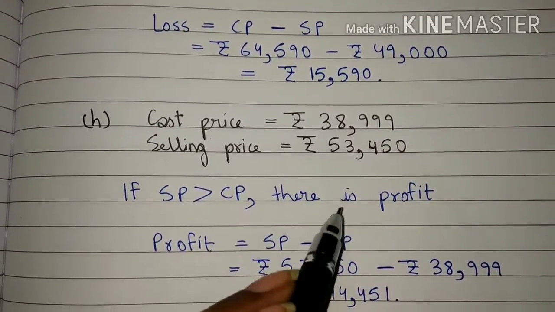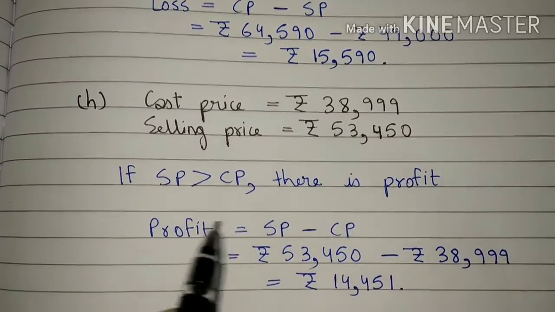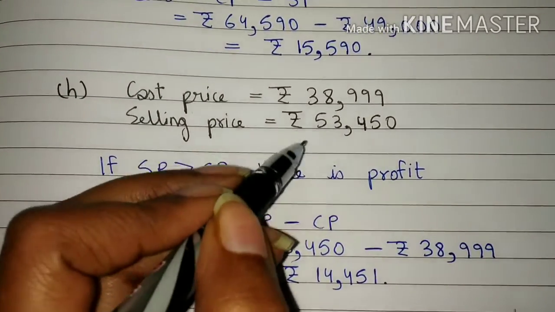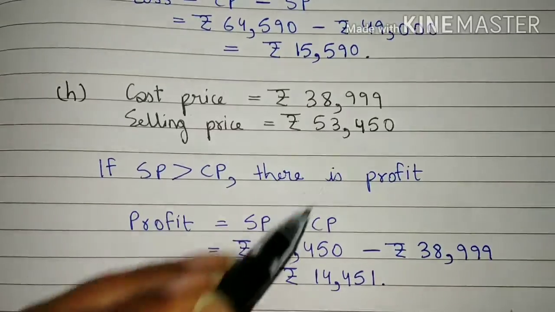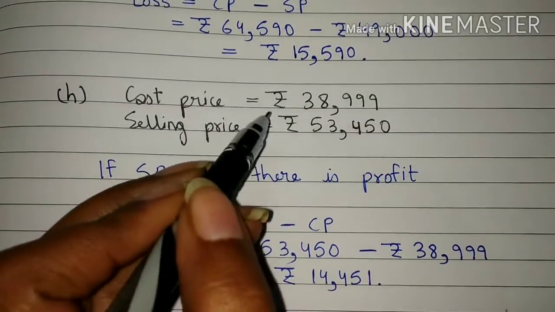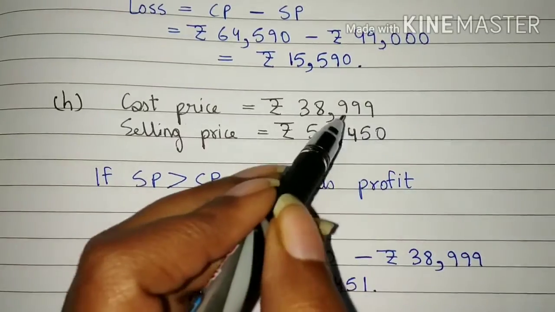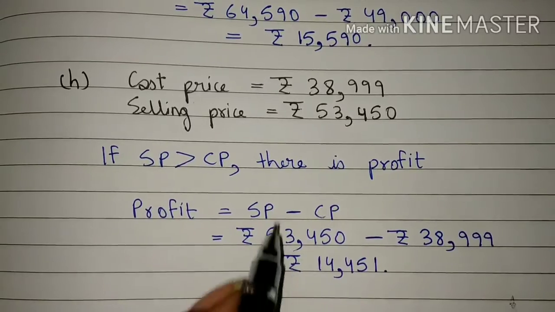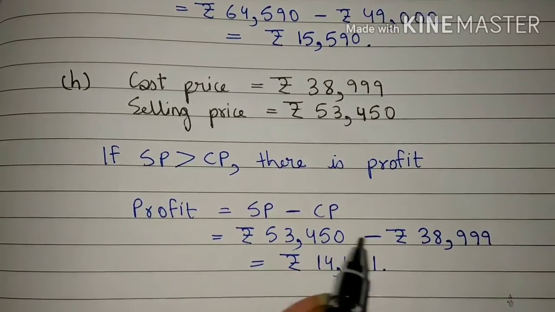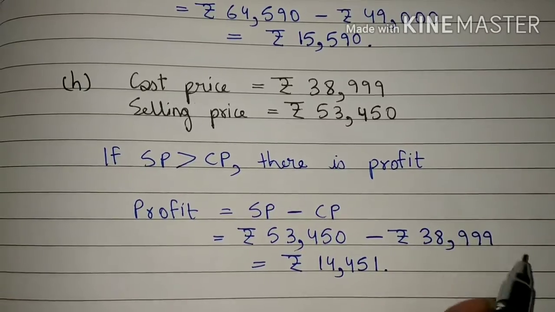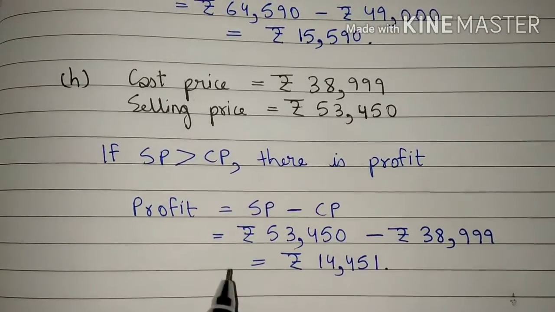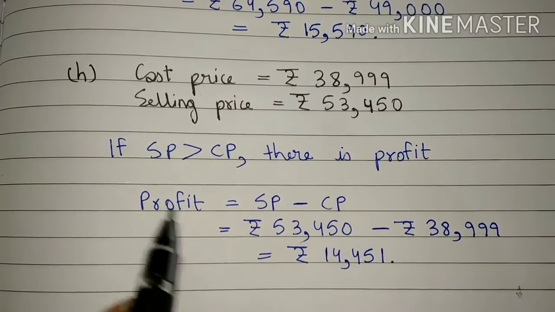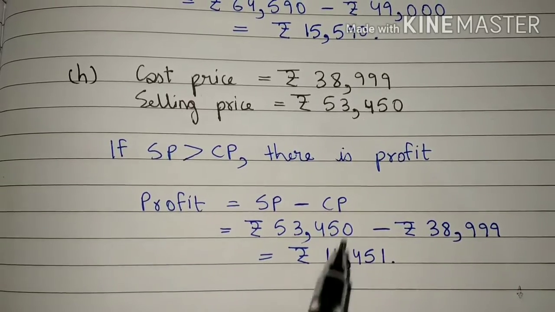Students, how will you calculate profit? Profit is equal to selling price minus cost price. Selling price is rupees 53,450 and cost price is rupees 38,999. So rupees 53,450 minus rupees 38,999 is rupees 14,451. So profit is rupees 14,451.